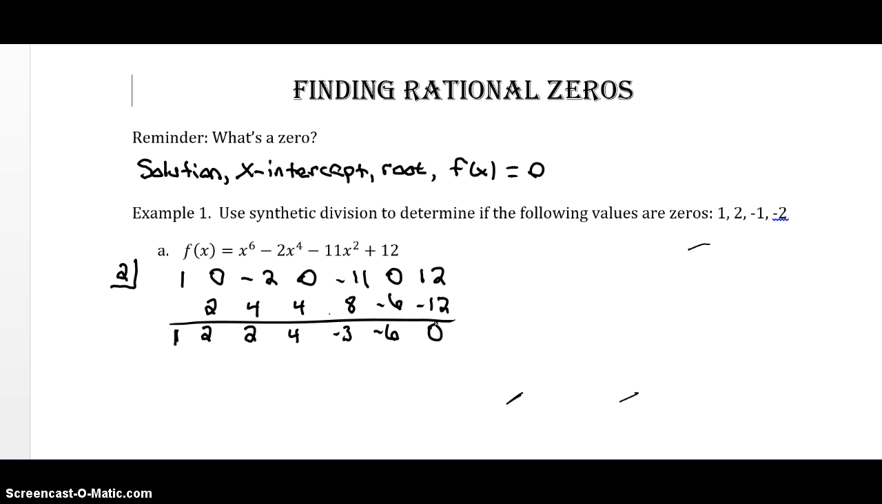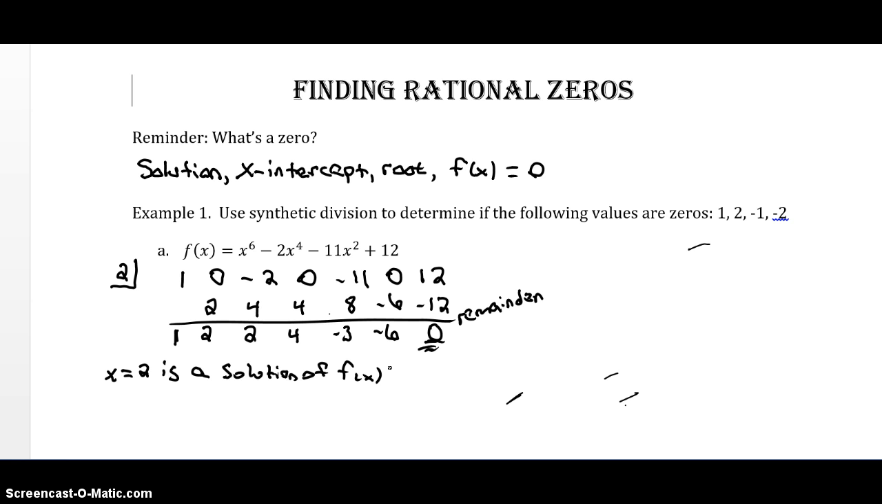Now, I don't really know what's going to happen before I start this problem. In this case, I ended up with a 0 here, which means this is my remainder. The last number here is always the remainder. If it's 0, then your value is a solution. So x equals 2 is a solution of f of x.